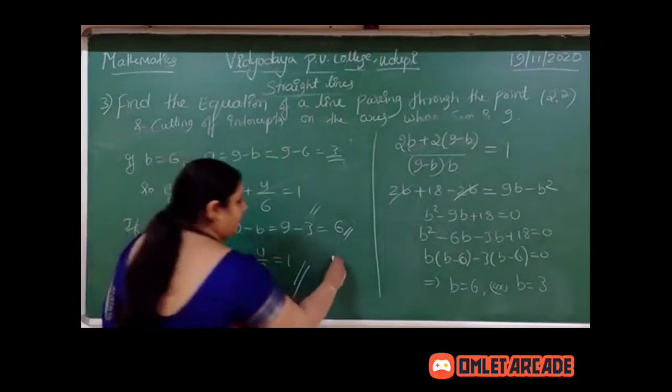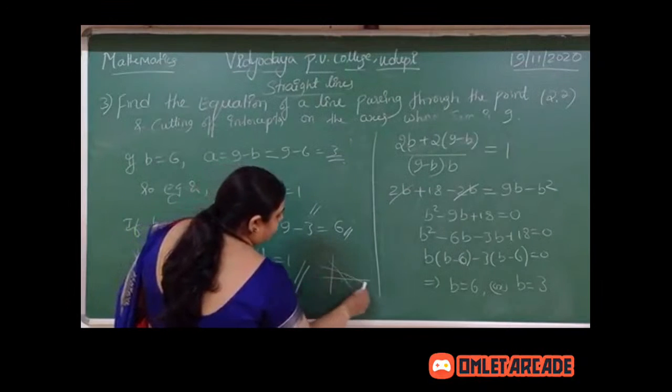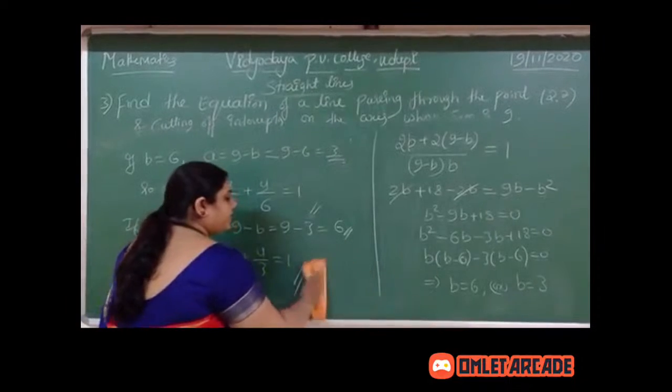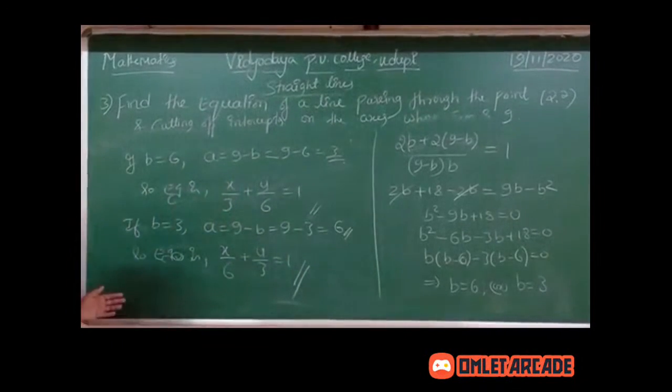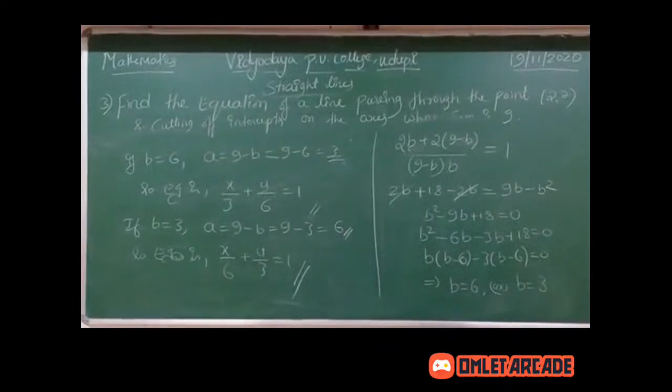I mean, when you take a picture, coordinate axis, it can be like this or it can be like this, isn't it? Two possible cases. So it is fine. You will get two equations of straight lines here, in two cases. Write down both the cases and conclude it.